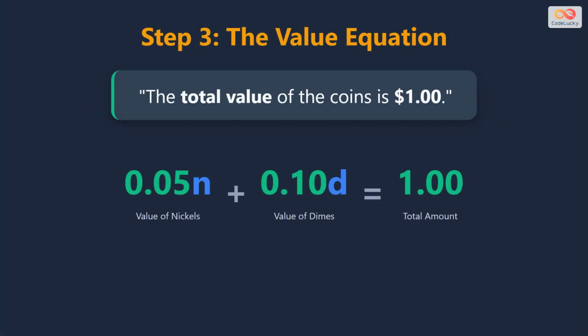The second equation is the value equation. This deals with the worth of the coins. If the total value is $1, you multiply the value of each coin by its variable. So, 0.05 times N plus 0.10 times D equals 1.00. Notice how every term in this equation represents money.